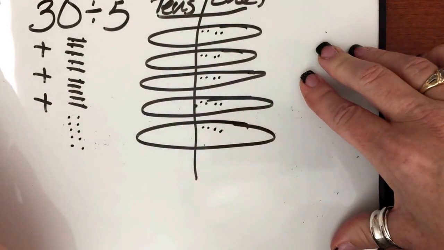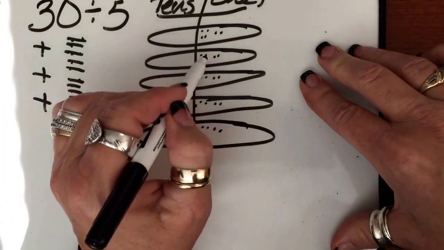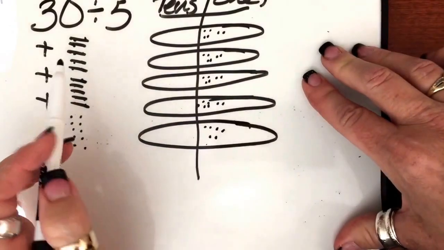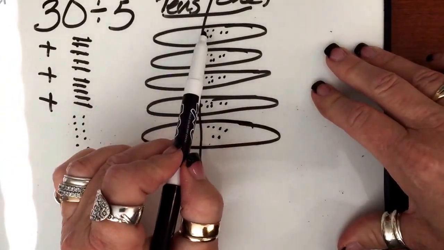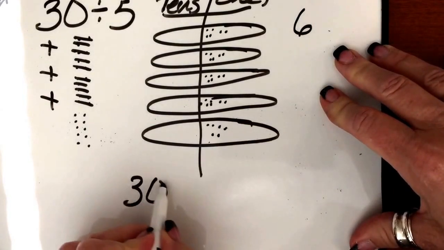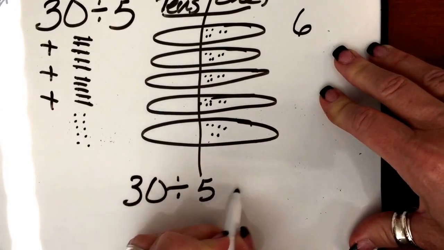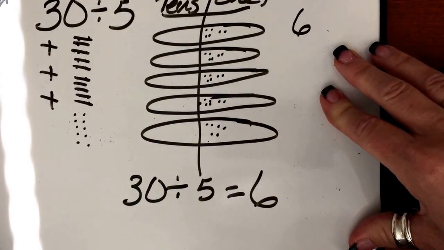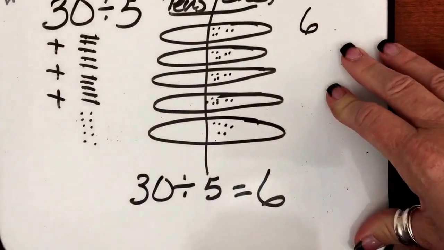All I'm doing is regrouping. So let's see. I have 2, 4, 6. So my answer is 30 divided by 5 equals 6. All right, one more.